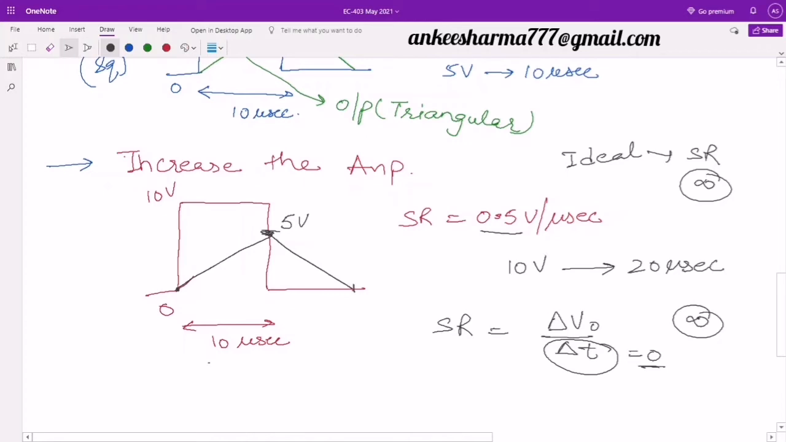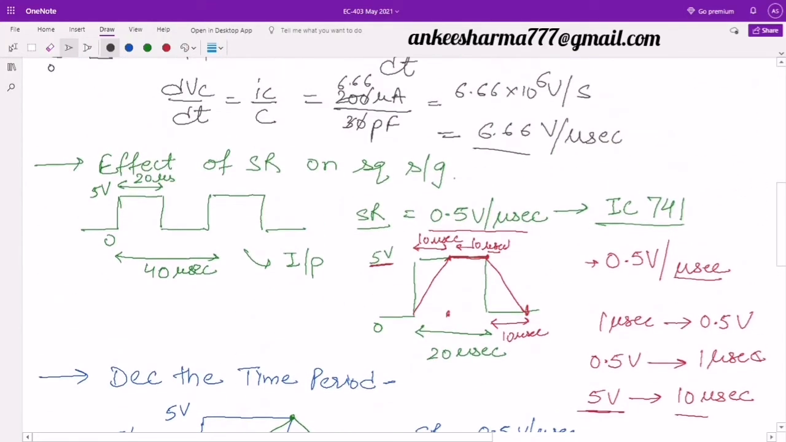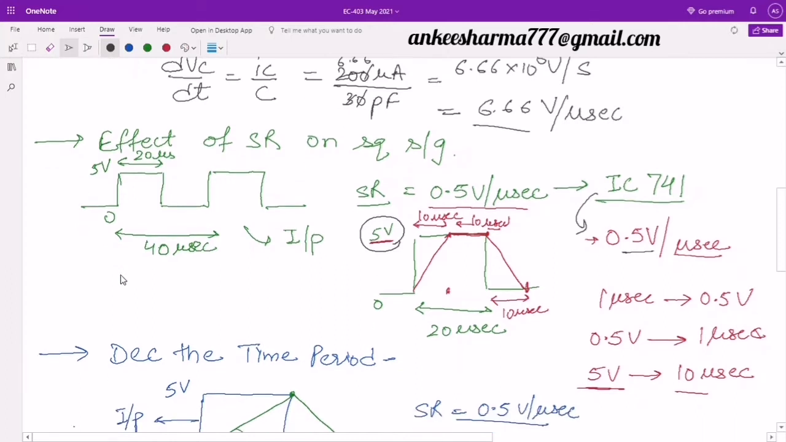Even if the amplitude is small, as I have discussed in the first scenario where the amplitude was 0 to 5 volt and the duration was also sufficient, then these types of IC 741, which has a slew rate of 0.5 volt per microsecond, can be applied. They won't affect much, although some distortions will be there, but not so much.